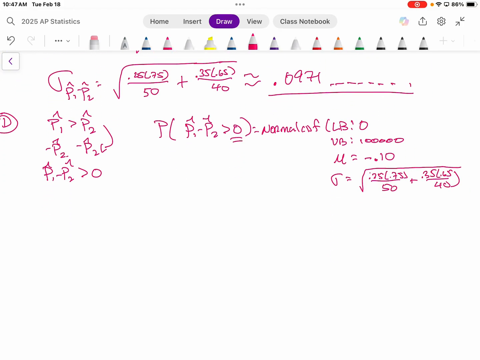All right, so with that in mind, we get 0.1515. So there's a 15.15% chance that P1 hat will be greater than P2 hat. Again, I would want to write a little bit better with the context of the problem, that there's a greater proportion of red crackers in bag 1 compared to the one in bag 2. We would want to use the context of the problem, but that's a quick little thing that we would do, okay?